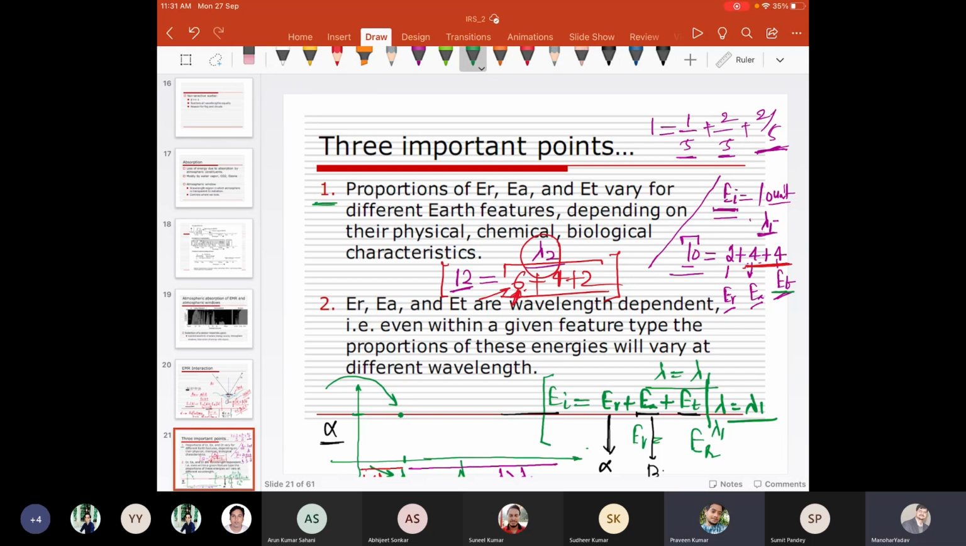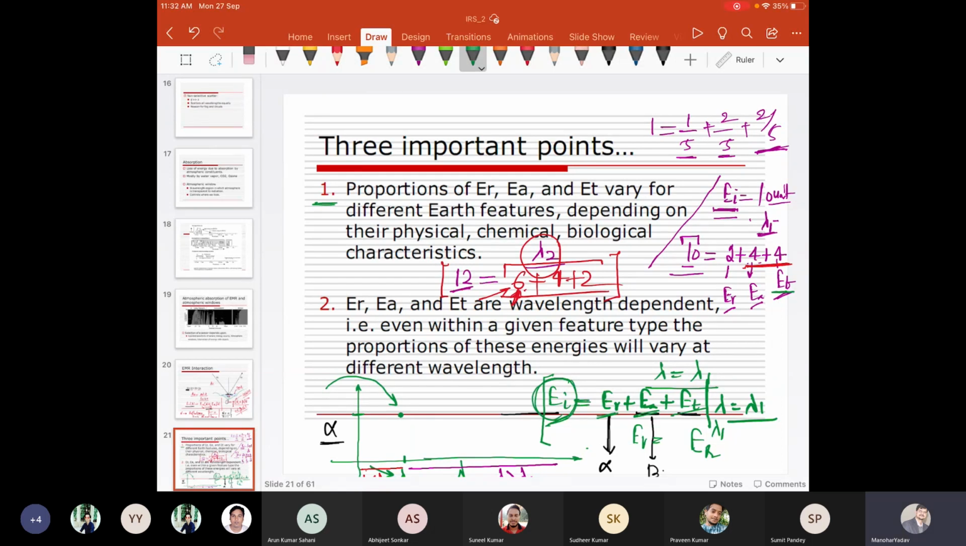Meaning, the incident energy, after the interaction, is redistributed into 3 different forms. So EI is equal to ER plus EA plus ET: reflected, absorbed, and transmitted.